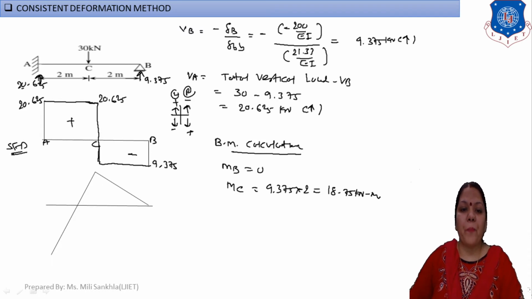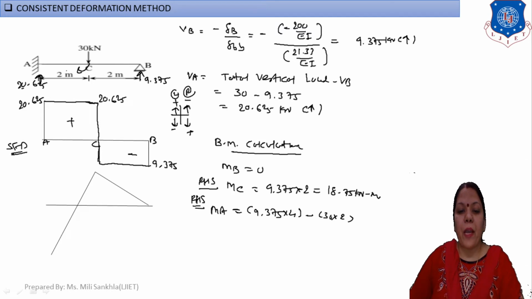Now find out MA. This support reaction rotates anticlockwise, that means positive, 9.375 into distance 4, minus this load which rotates clockwise, 30 into 2. Both moments I find from the right-hand side, and my answer of this MA is equal to minus 22.5 kilonewton meter.